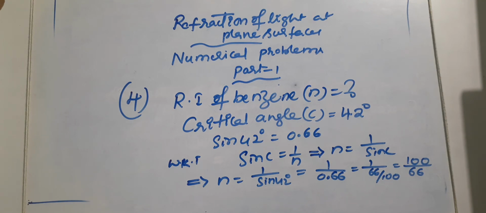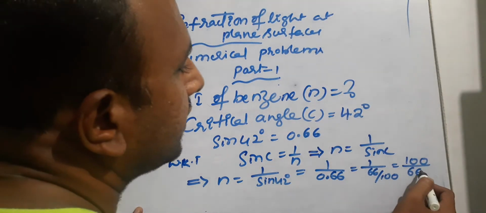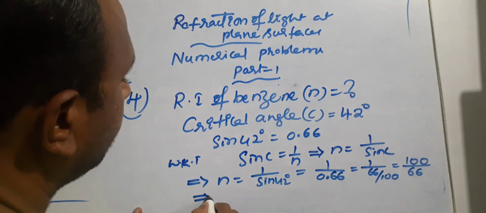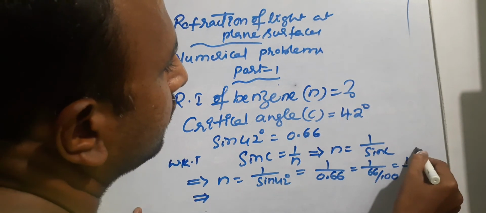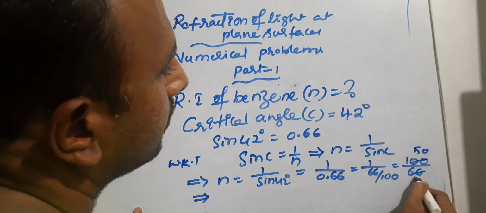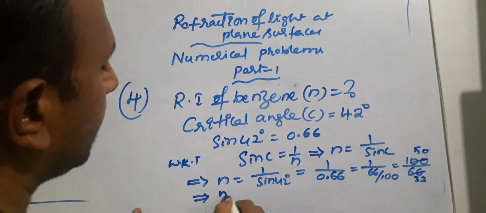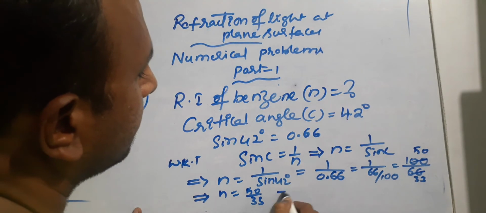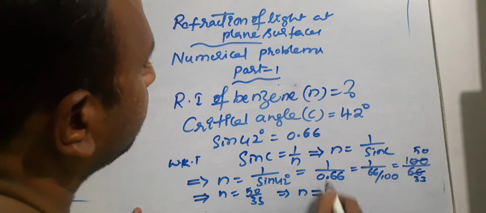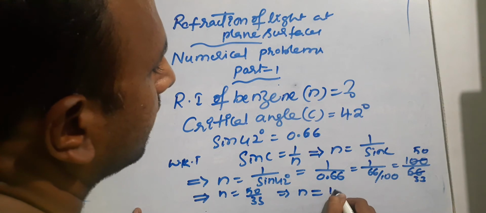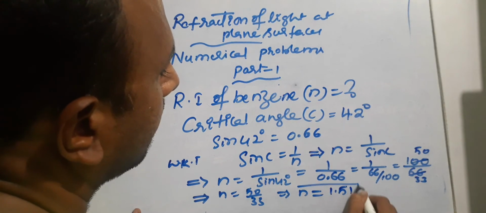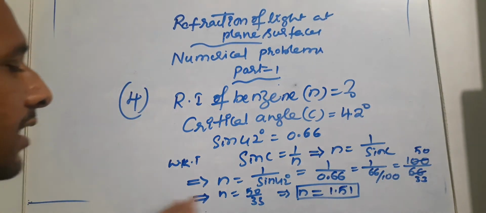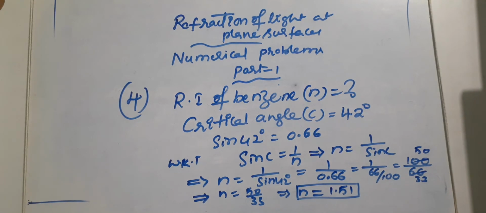So on dividing, 2 fifties, 3 thirty-threes: n is equal to 50 by 33, and this implies the refractive index of benzene is nearly 1.51. So this is the solution. On dividing 50 by 33 you can get 1.51, students. So that's all for this problem.